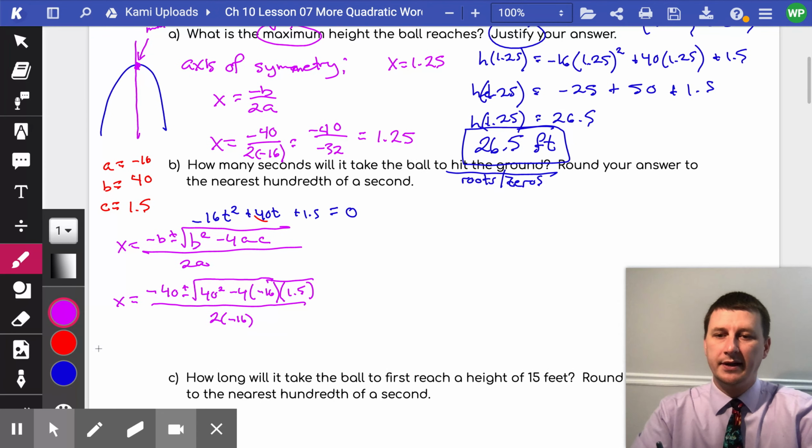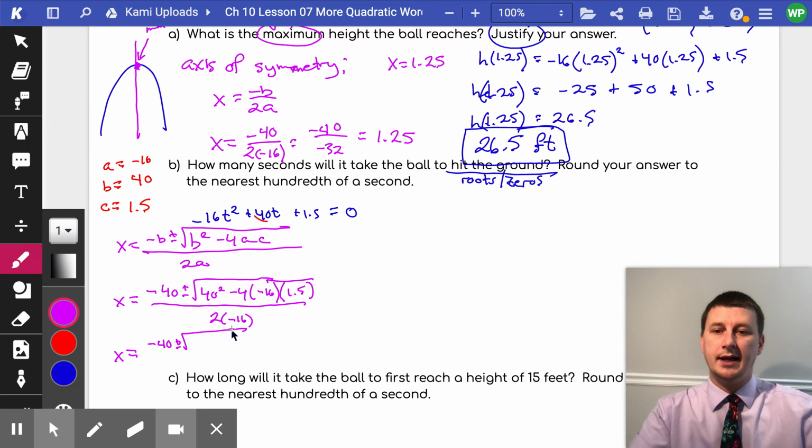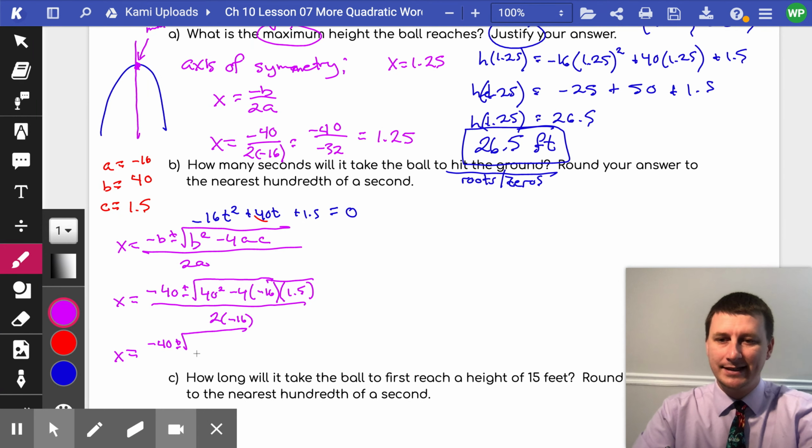So I'm going to simplify this one piece at a time, okay? So I'm going to just copy it down here. We're going to keep that negative 40 plus or minus for now, and we're going to have the square root. Now, what we want to do here is let's do 40 squared. Okay, that'll give us 1600. And then we want to do 4 times negative 16 times 1.5. That's going to be 96.